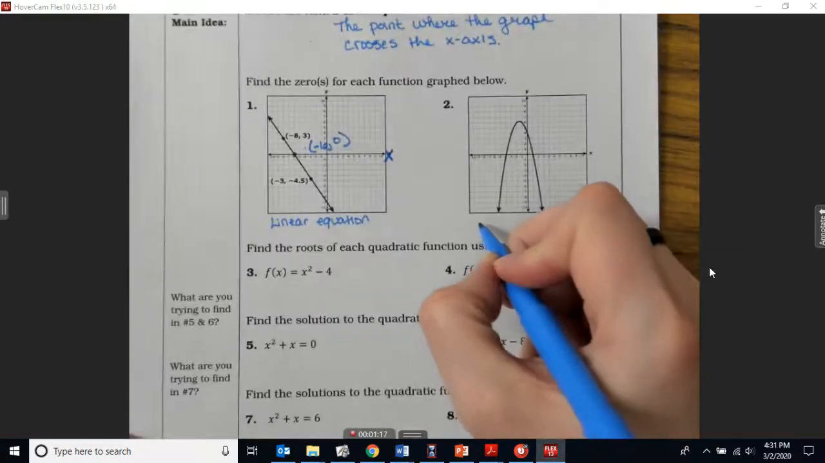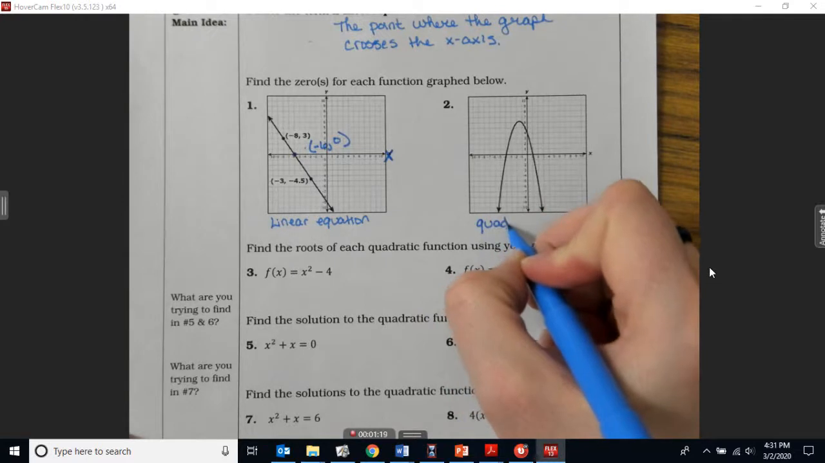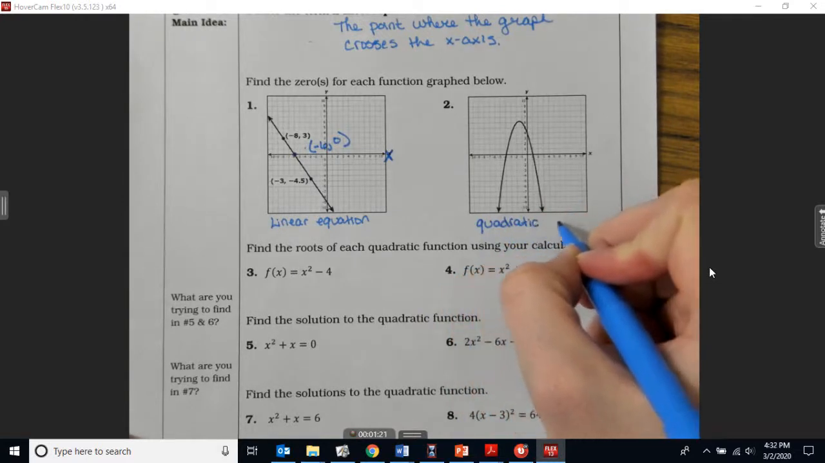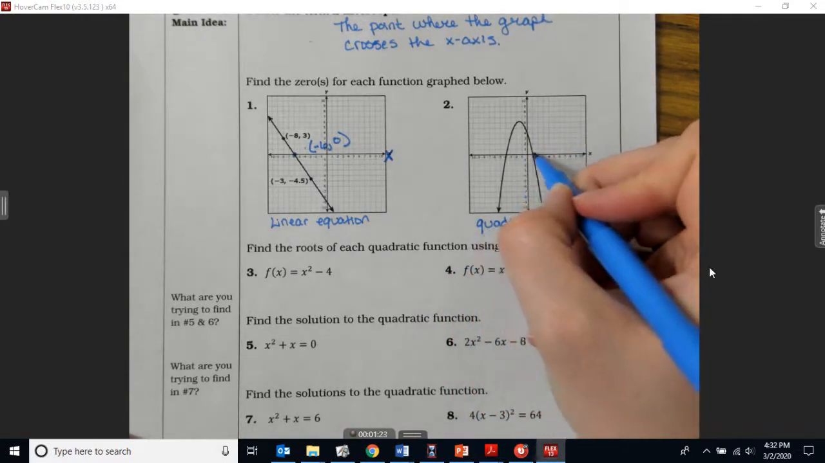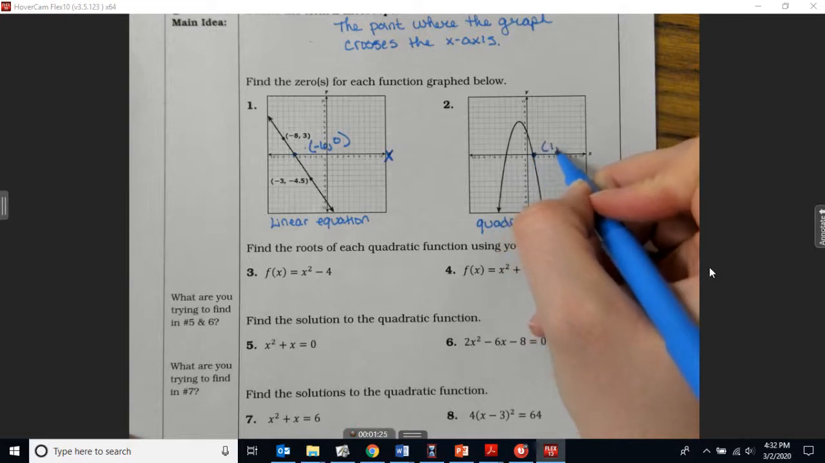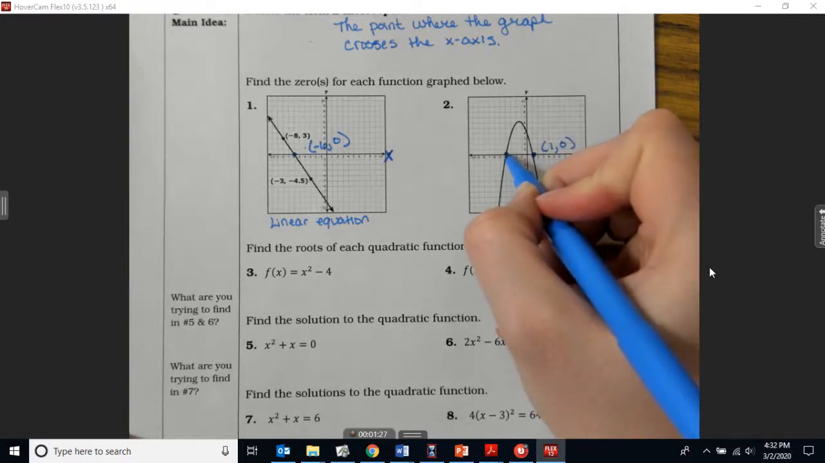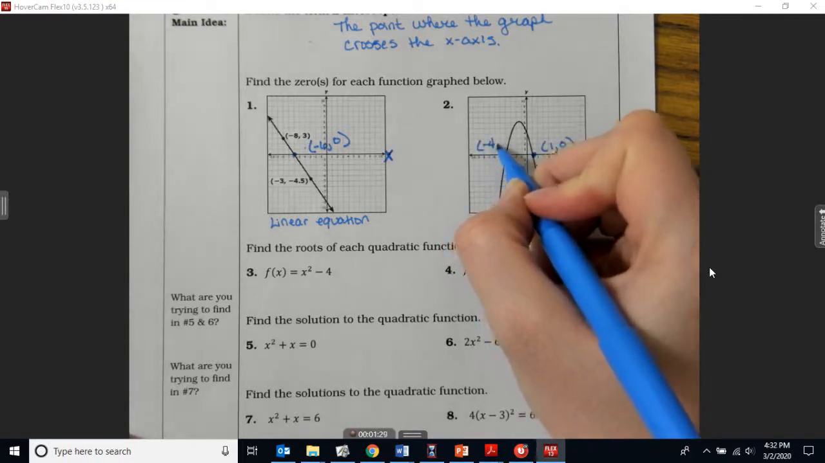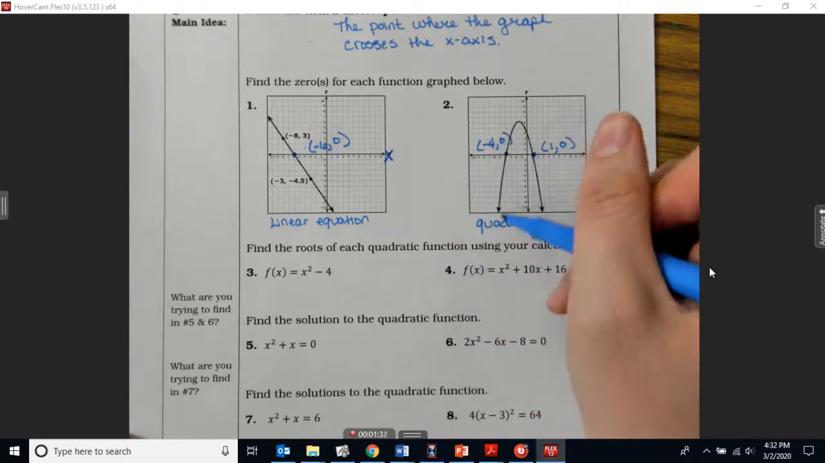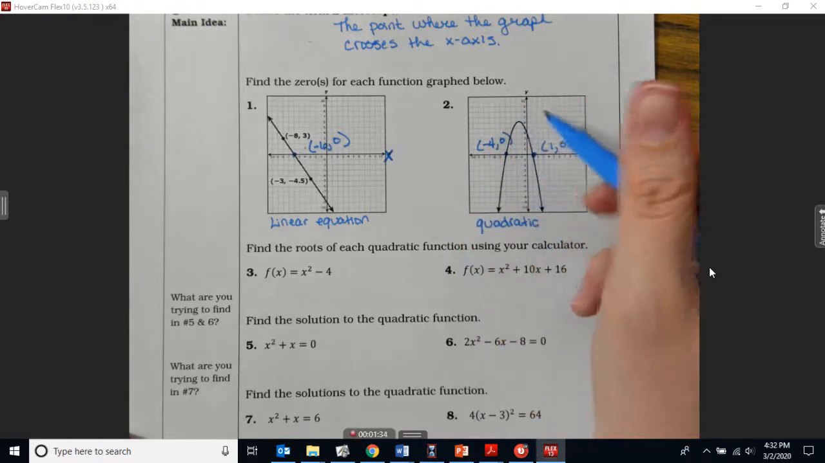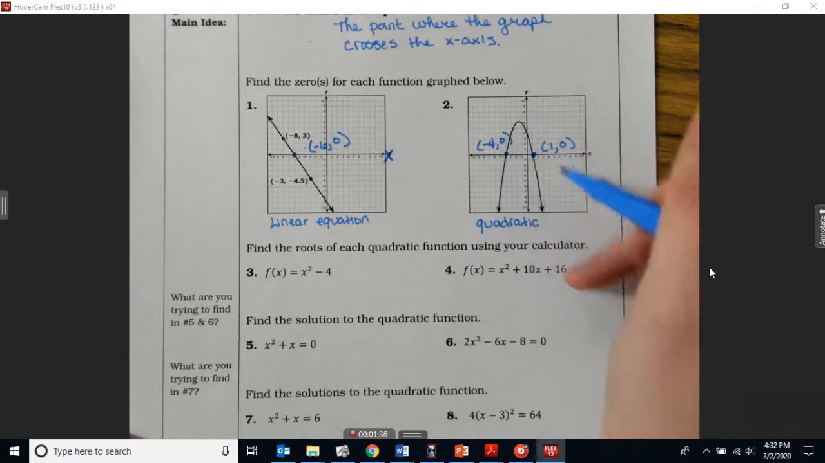And number two, I have a quadratic. And it crosses twice. It crosses here at 1, 0. And then again over here at -4, 0. So when we're talking about a quadratic, we often have two solutions.